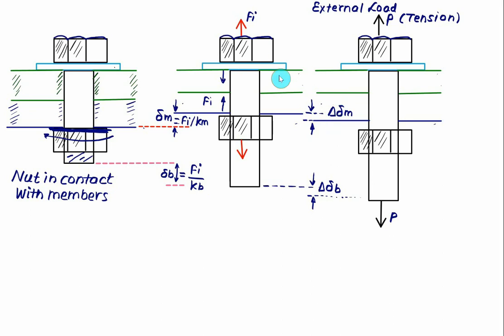Because it is one complete assembly, we can claim here that the value of delta m is equal to delta B. And again we can write the value of delta m using the stiffness formula. So every time you have to write down the value of delta as force divided by stiffness. So delta m we can write as the force in the member Pm divided by the stiffness of the member Km, which is equal to the force in the bolt divided by the stiffness of the bolt.